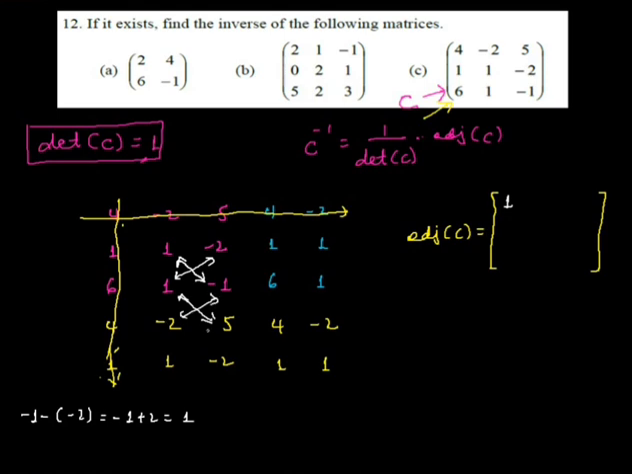Minus 2 times minus 1 is positive 2. 5 minus positive 2 is 3. Okay. This is 4. Minus 2 times minus 2 is 4. 4 minus 5 is minus 1. Okay. This becomes minus 1.